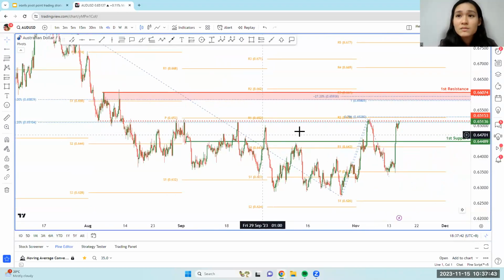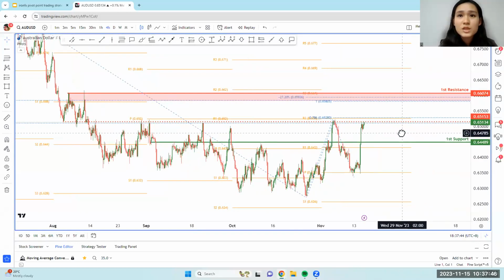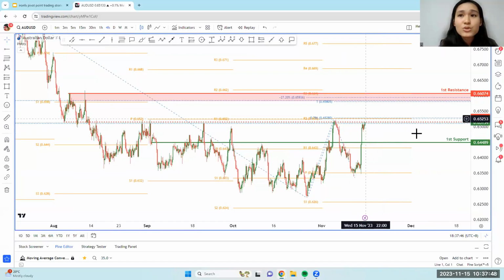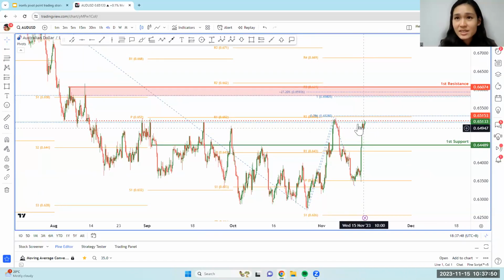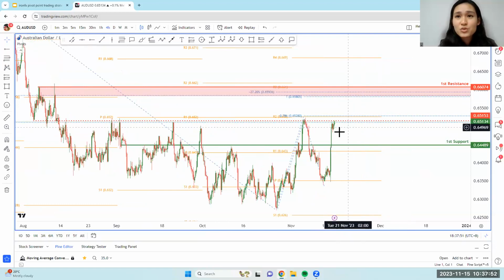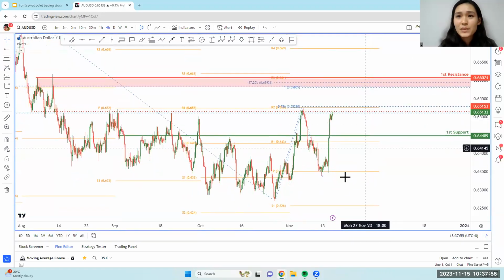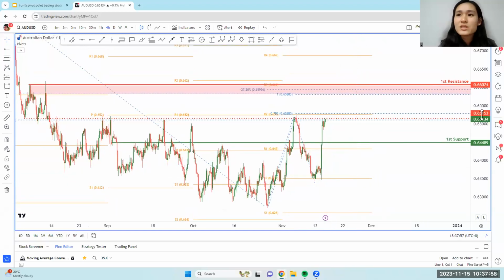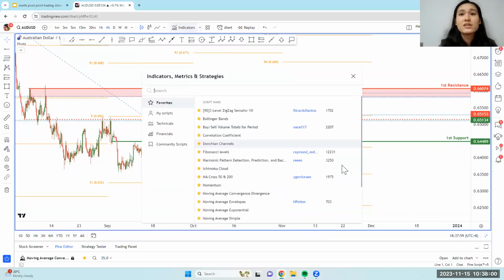So you can see price testing this area here. So you might see a bit of resistance in this area. Let's take a look at some indicators and see if price will be able to push up from it.